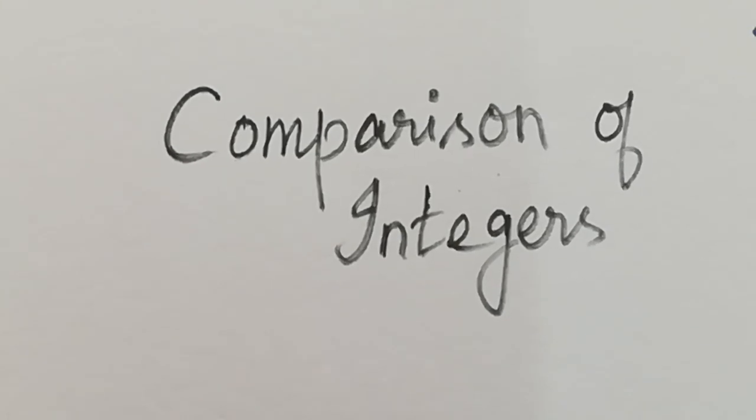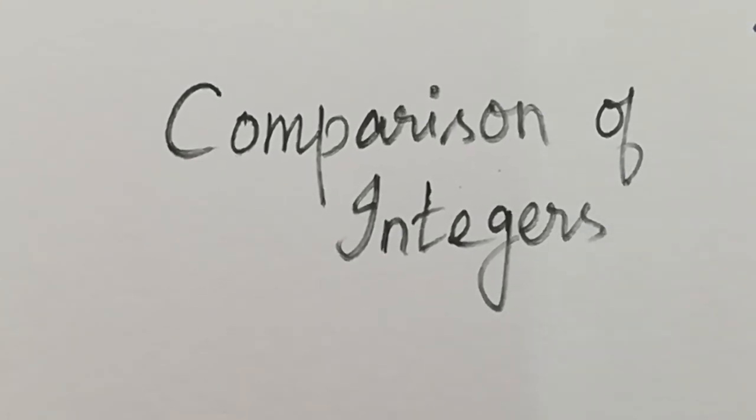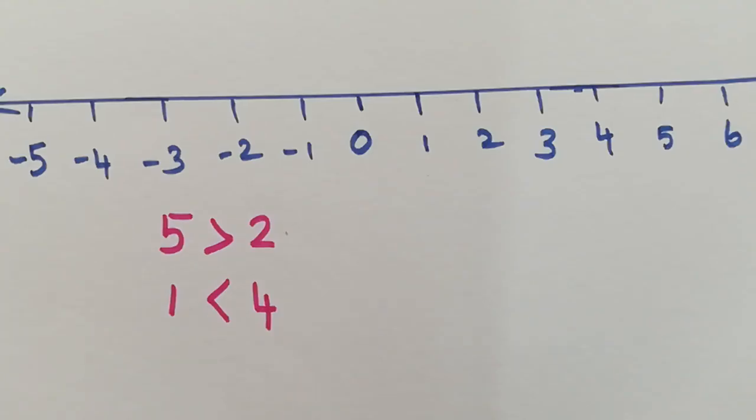In this video, we are going to see comparison of integers. When we compare 5 and 2, 5 is greater than 2, isn't it? When you compare 1 and 4, which is greater? 4 is greater. So 1 is smaller than 4, isn't it?